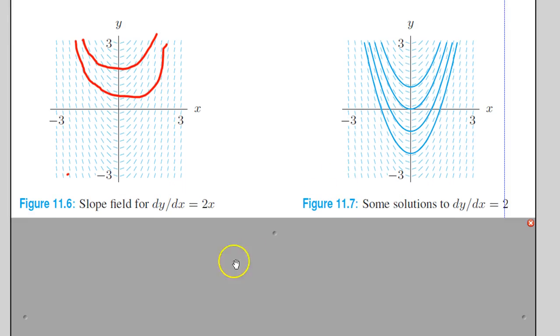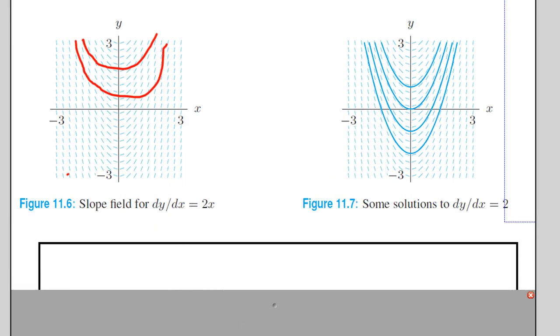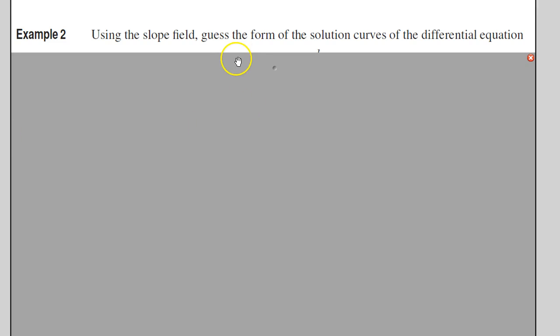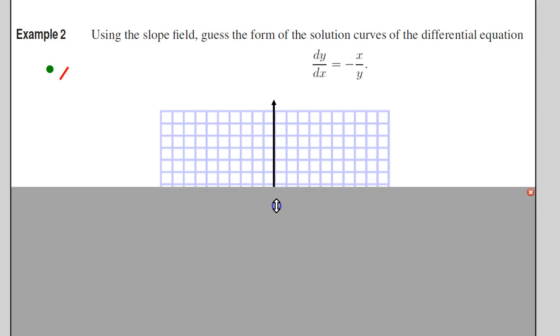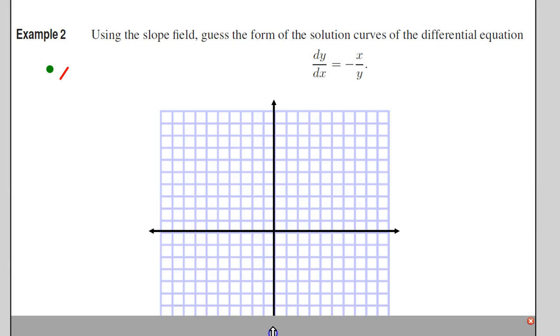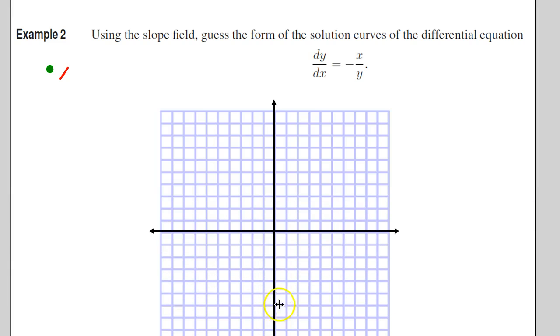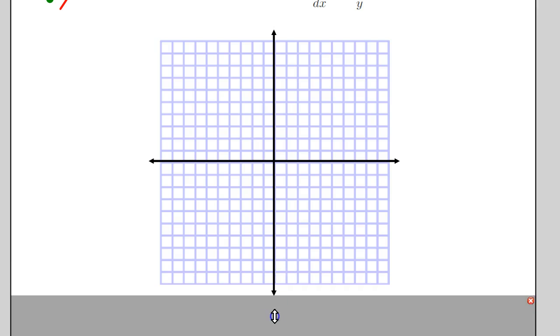Okay, all right, so let's take a look at another example. This is example 2: using the slope field, guess the form of the solution curves of the differential equation. Okay, so here we have the differential equation dy/dx equals negative x divided by y. Well, what does that mean?